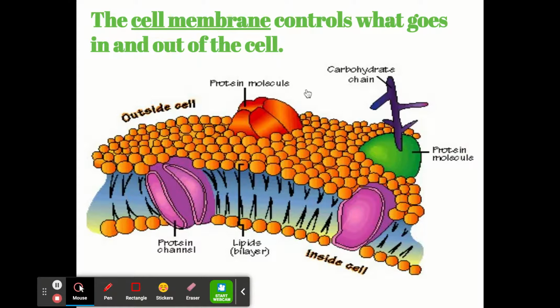Okay. So some things are made in a cell and have to go out to other parts of the body. And some things are outside of the cell, for example, those nutrients that you ate and then absorbed into your digestive system. Those nutrients would have to be able to pass into the cell in order for them to be used. Okay. So the cell membrane is the organelle that forms the outer layer of the cell, and it controls what goes in and out of the cell.